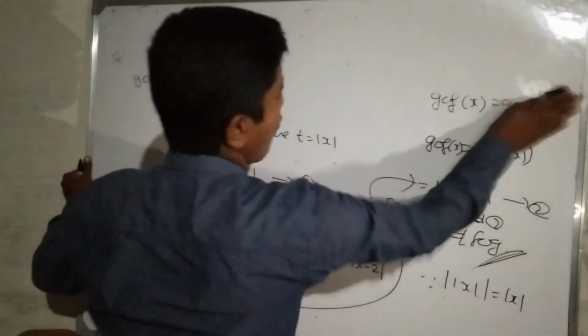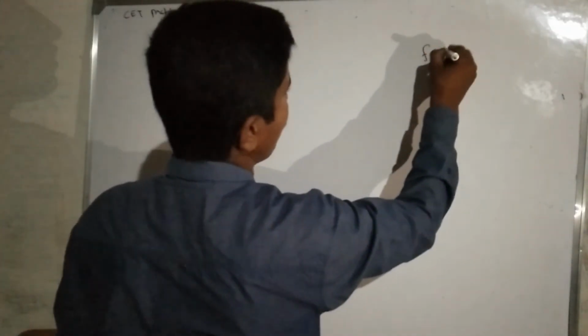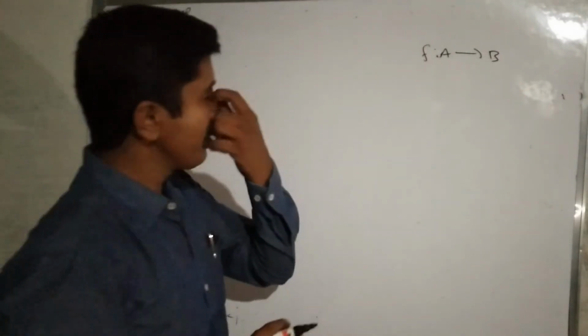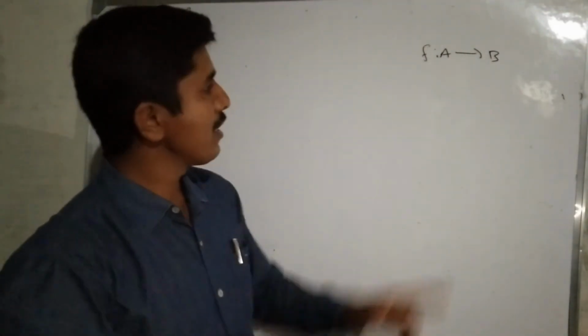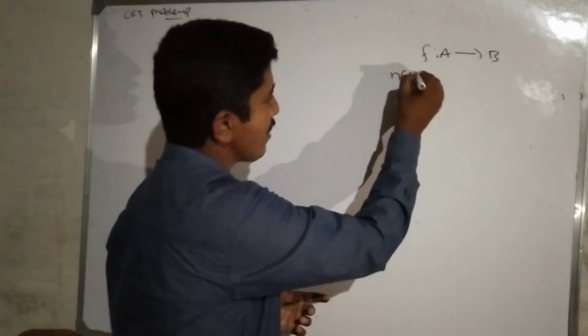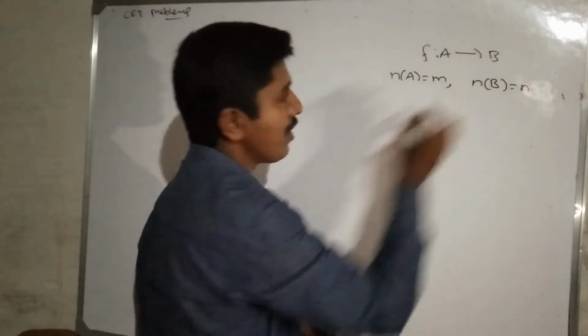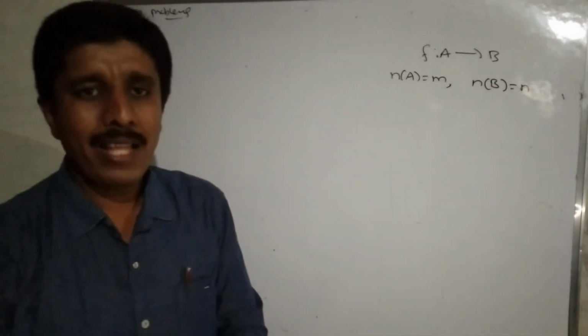So now we go to CET problems. Let me explain one thing, very important. Let f from A to B be a function. Here clearly A is the domain, B is the codomain. Let the number of elements in domain set A equal m, and the number of elements in codomain set B equal n. Mind it, we have a standard formula.